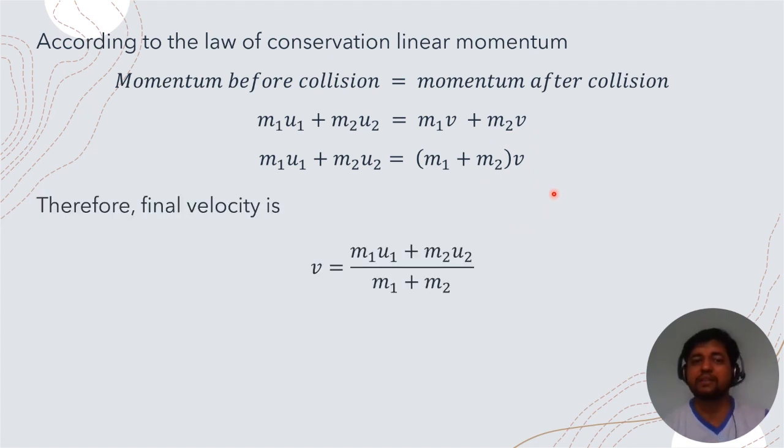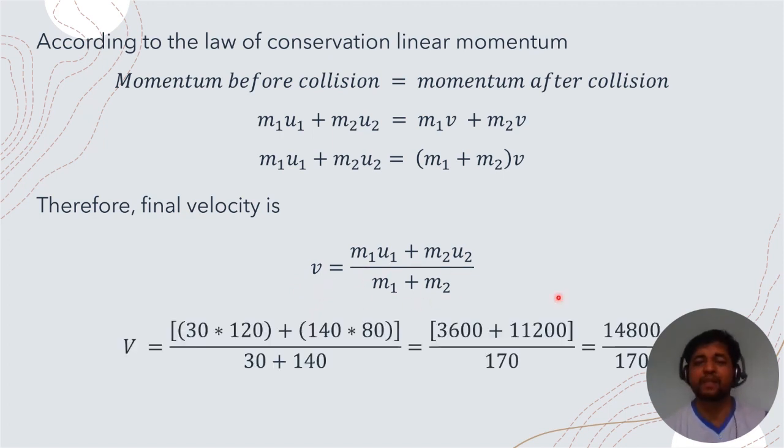So therefore the final velocity can be calculated by using this formula: v is equal to (m1 u1 plus m2 u2) divided by (m1 plus m2). Now put the values in it and find out the answer, and the final velocity of the object is 87.05 meter per second, which is approximately equal to 90 meter per second.